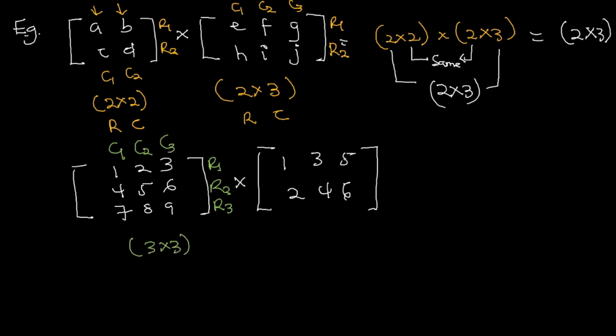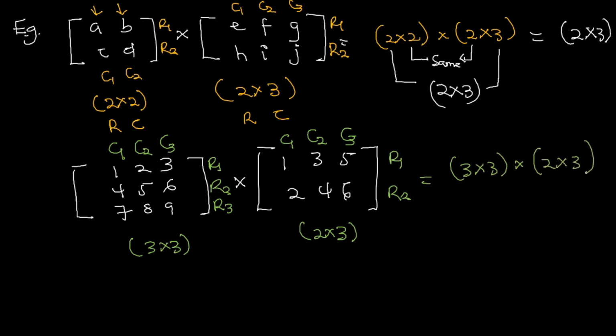Now if you look at this one, it has row 1, row 2, and from top to bottom, the columns: column 1, column 2, and column 3. So we have a 2 by 3 matrix over here. Now we are trying to multiply this matrix by this matrix, so we have a 3 by 3 matrix being multiplied by a 2 by 3 matrix.